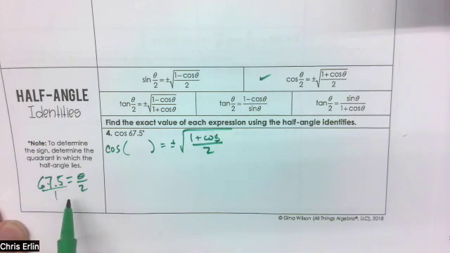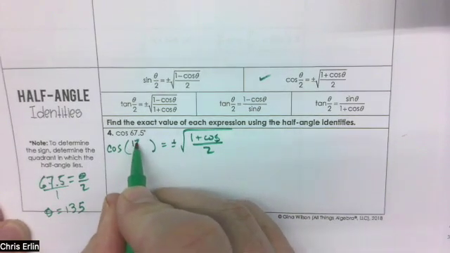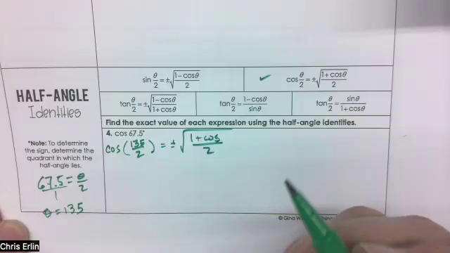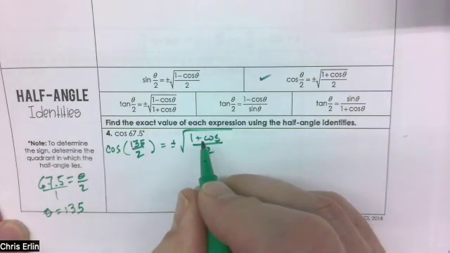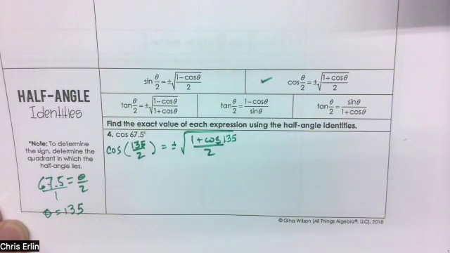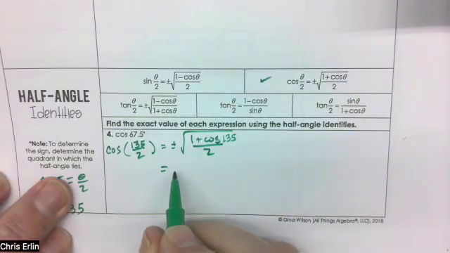How do I solve for what theta is? Multiply by 2. Cross multiply here, and I get theta is equal to 135. So in other words, I'm going to express this as 135 over 2. And therefore, over here, I get 1 plus cosine of 135, which is a value I can work with. That makes sense to me. So now let's do the evaluation.